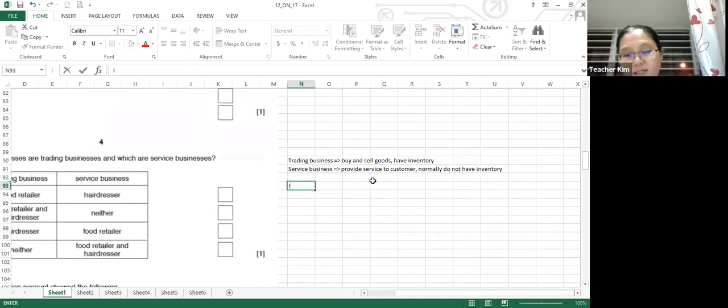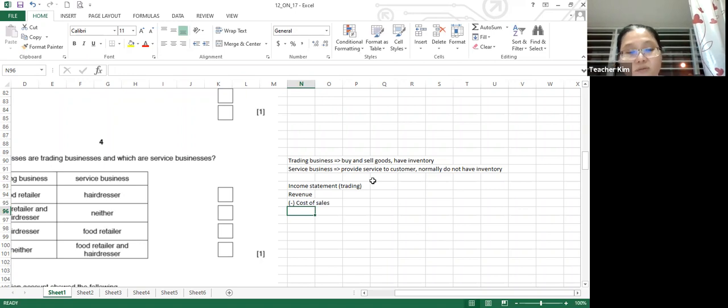Since this topic is about these two, we just present the sections of the income statement, so take notes. Under the income statement, this is for the trading business. The first section is the revenue. Second section, cost of sales. The presentation is fixed, so you have to memorize. Gross profit, and then you have other income, plus other income. And then next you minus expenses. You get the profit.